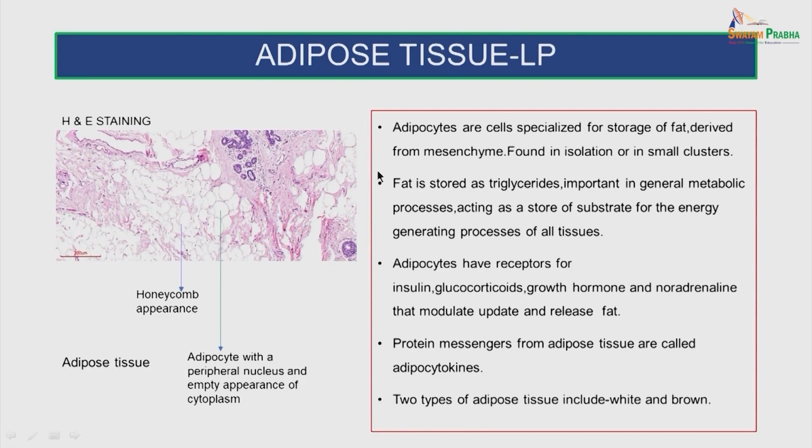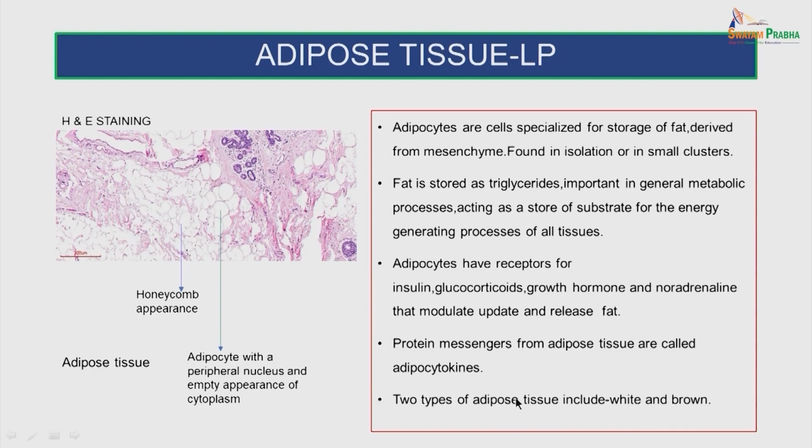The adipose tissue. So the adipocytes, so we already saw a slide of adipocytes. So the adipocytes are cells specialized for storage of fat derived from mesenchyme. They are found in isolation or in small clusters. Fat is stored as triglycerides, important in general metabolic processes, acting as a store of substrate for the energy generating processes of all tissues. The adipocytes have receptors for insulin, glucocorticoids, growth hormone, and noradrenaline that modulate uptake and release of fat. The protein messengers from the adipose tissue are called adipose cytokines.